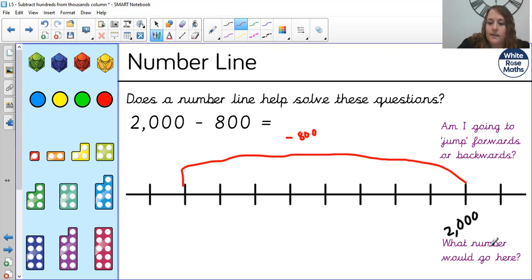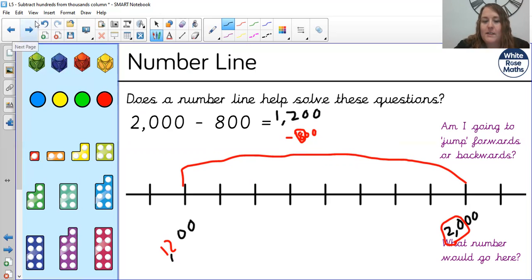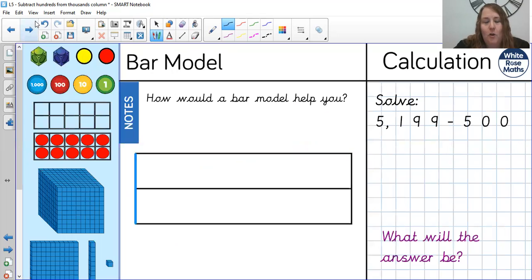And again, I can circle my 20 that I'm starting with, take away 8. So 20 take away 8 is 12. And again, I'm keeping those 2 zeros because there was a 0 in the 10s and a 0 in the 1s. And the answer is 1200. Okay, hopefully you're still seeing that pattern of my 10s and my 1s digit not changing, but my thousands and hundreds have.